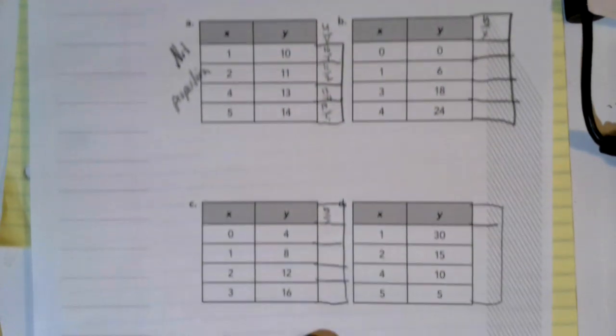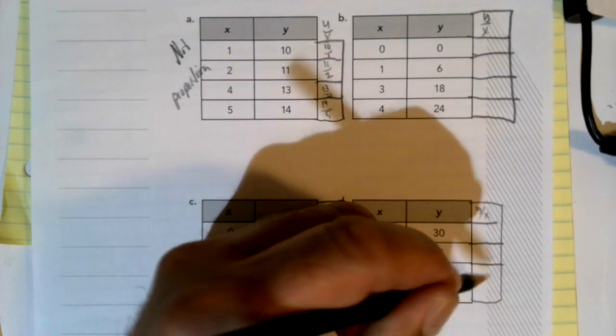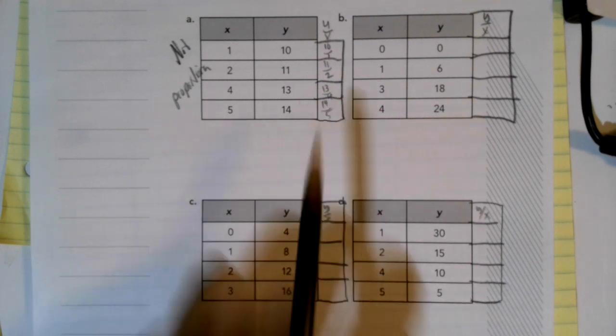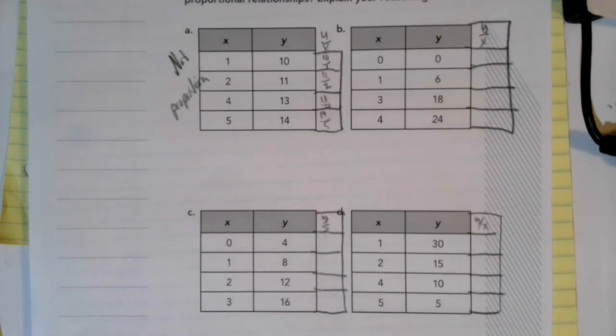So you'll be doing this work and comparing to see if any of these are proportional. Now, remember, the origin's the origin. That is the one exception of spots that will not have the same constant. So good luck on this. I'll be back with the answers.